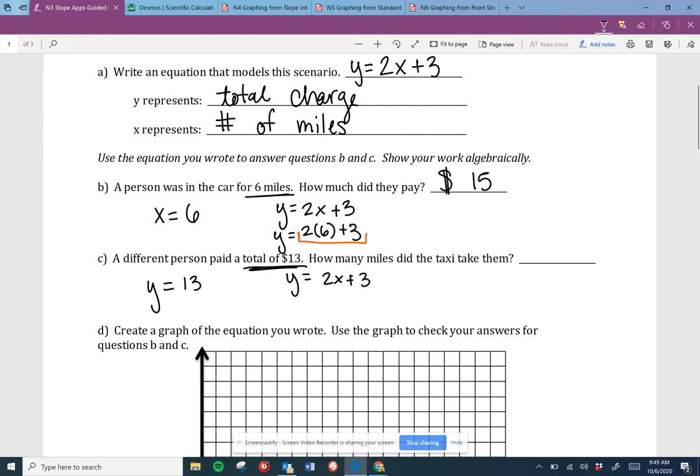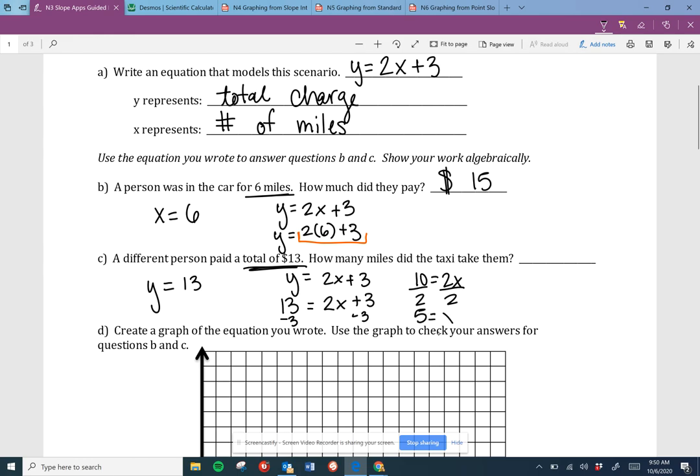Now we are going to solve for x. Don't forget, when we're solving, we have to use the inverse operation. So I want to take that plus 3 and move it to the other side. I would subtract 3 from both sides of the equation, and I would end up with 10 equals 2x. The final step would be to divide both sides by 2, and I would get 5. So here it would be 5 miles.